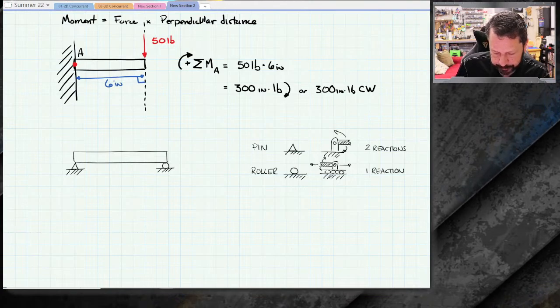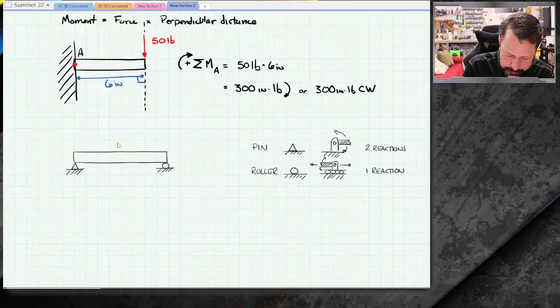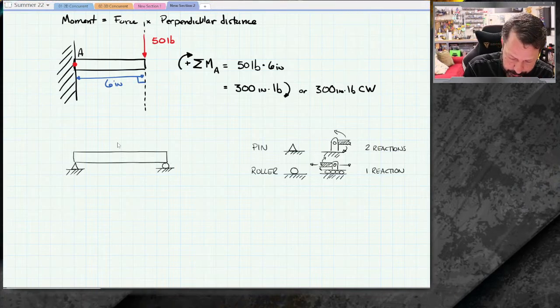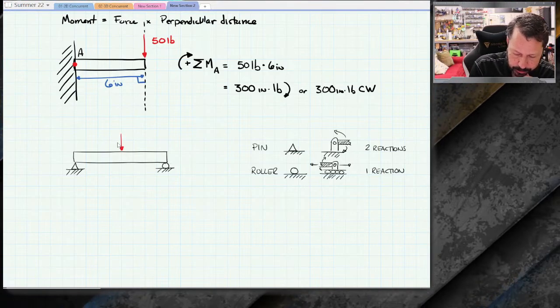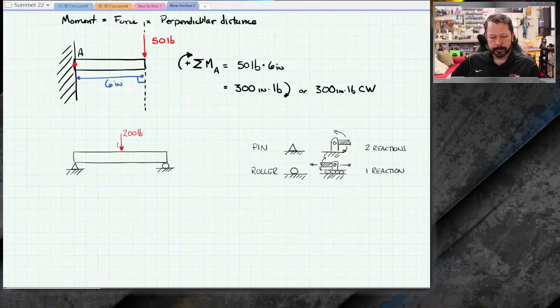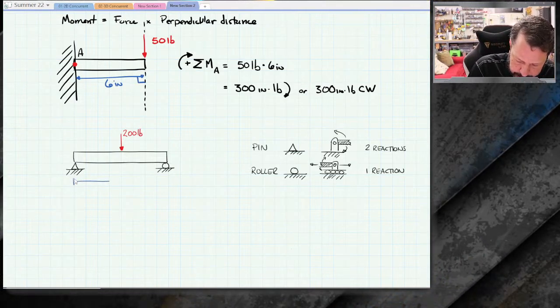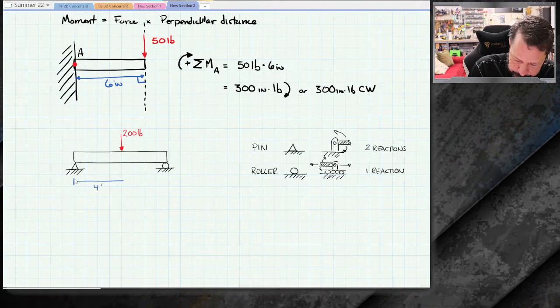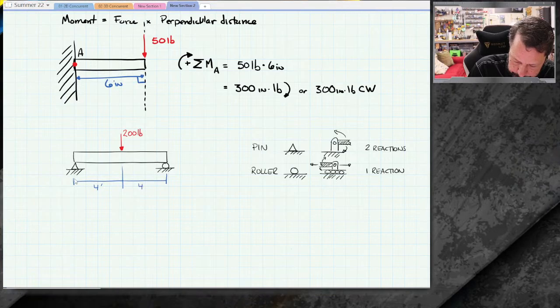Let's see. So let's look at the little beam, and let's put a simple, just one. I'm standing in the middle of my little bridge, so let's put 200 pounds standing right there in the middle, and then let's put a distance here. That looks like 4 feet, and goes to there. There's another 4 feet.